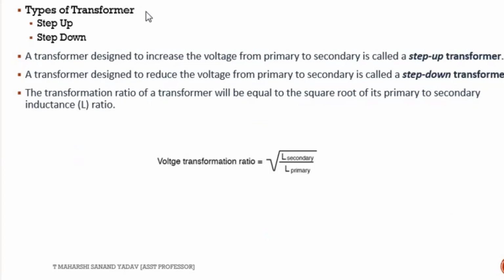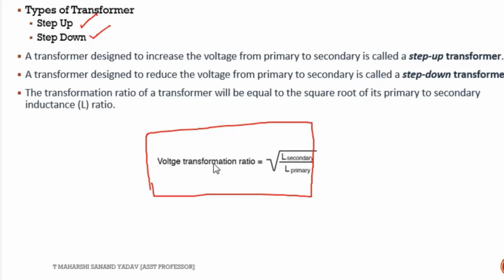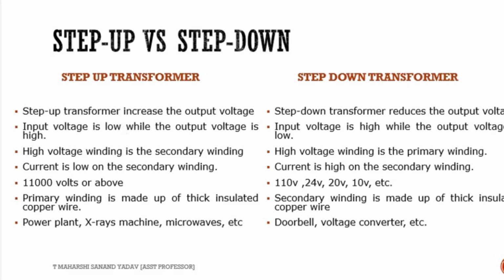See here, types of transformers. There are two types. One is step up, next is step down. Step up has more number of turns at the secondary winding. Step down means fewer turns at the secondary winding. So this is the voltage transformation ratio, right? You better go through these slides, not that much important. For better understanding, in order to differentiate, I've given this. And you can see here, step up and step down.